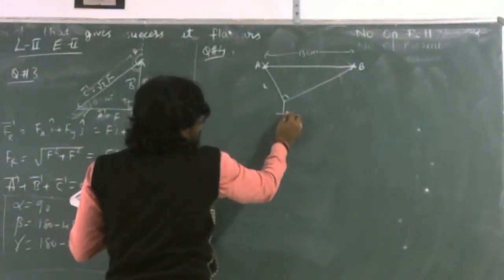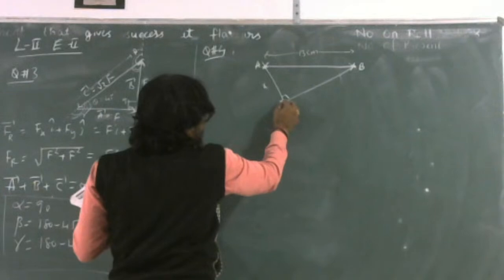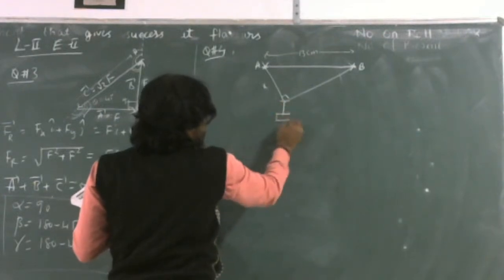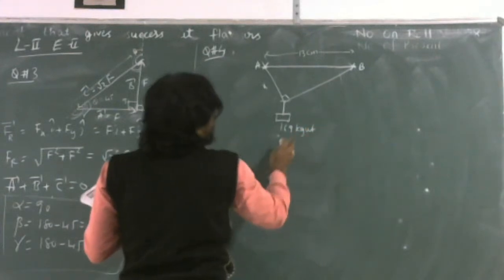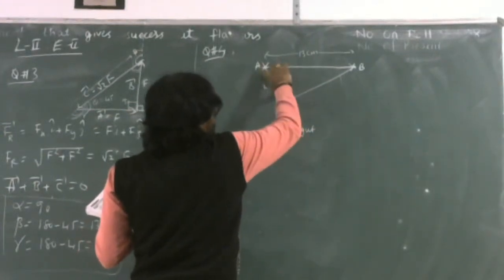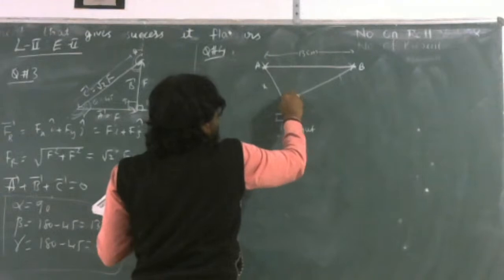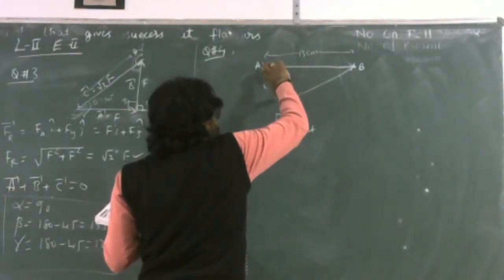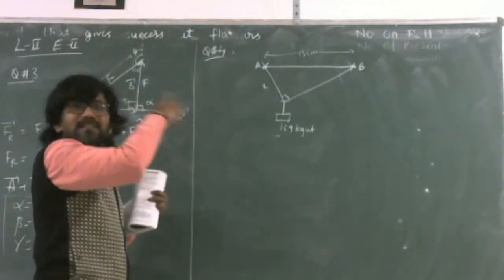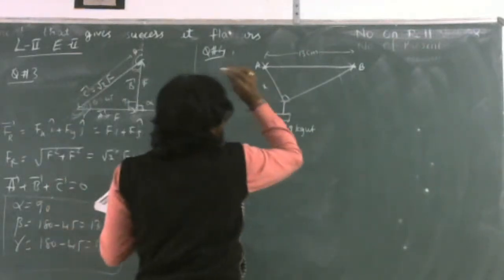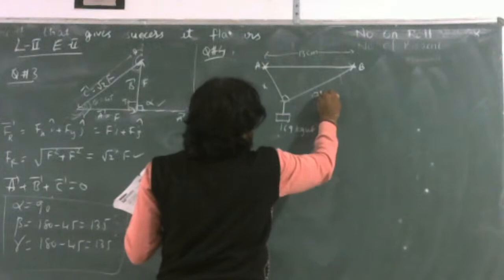The weight is attached here. The weight is how much? 169 kg weight, so that the two parts of the string are perpendicular to each other. Out of those two, let us say this is the shorter one, this is the longer one. Total length is 17 centimeter. So let us say the shorter one is x and the longer will be 17 minus x.